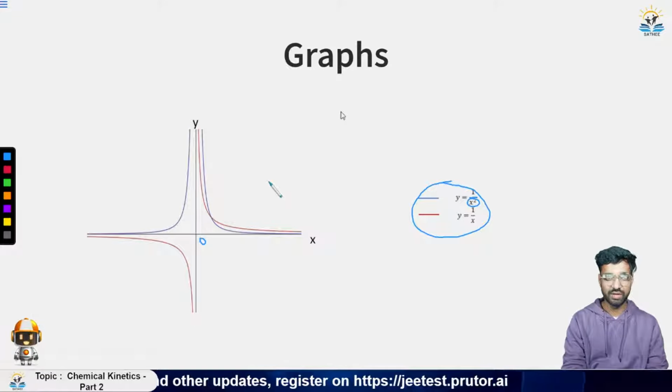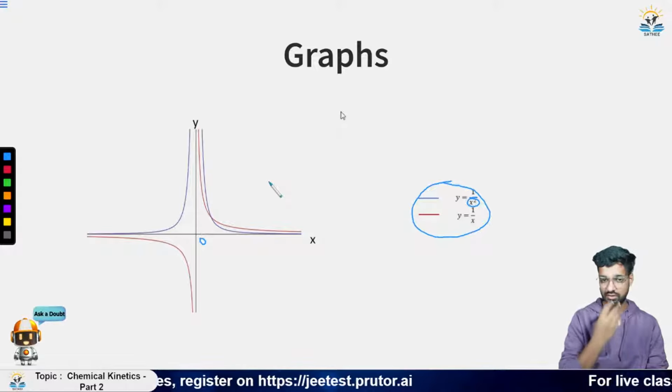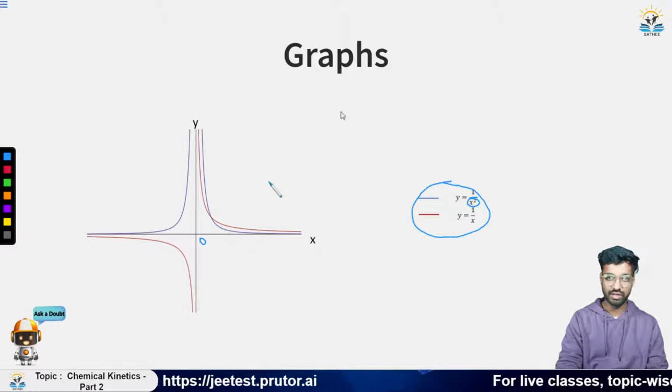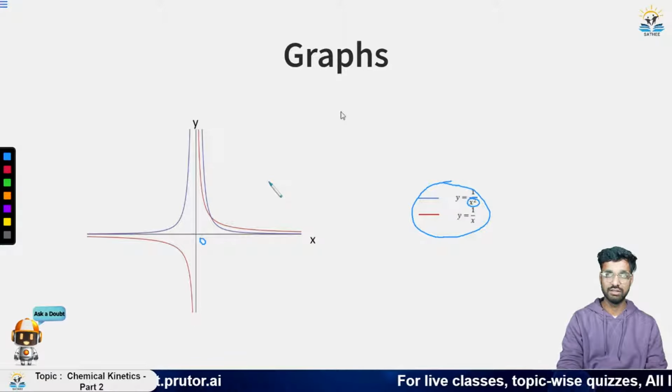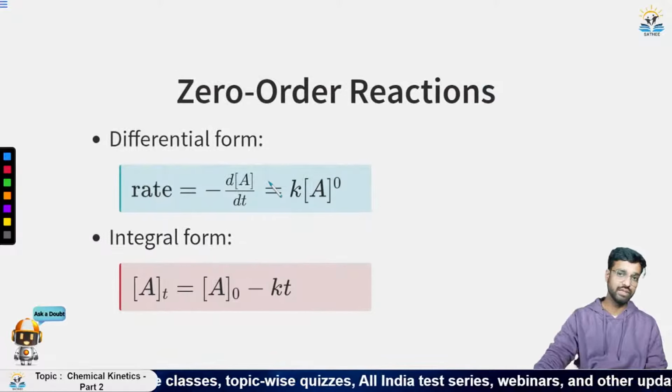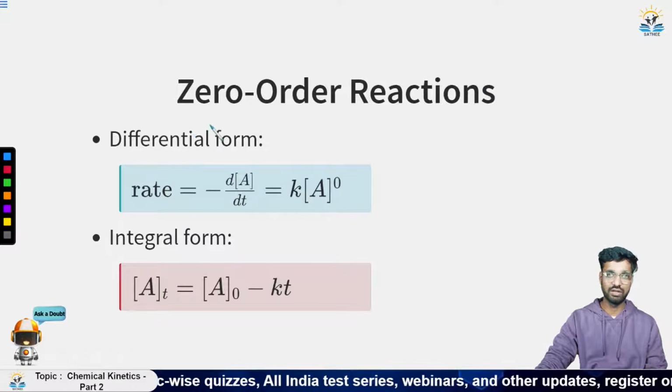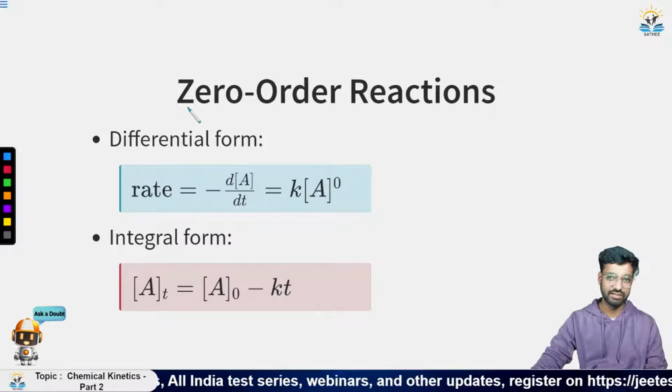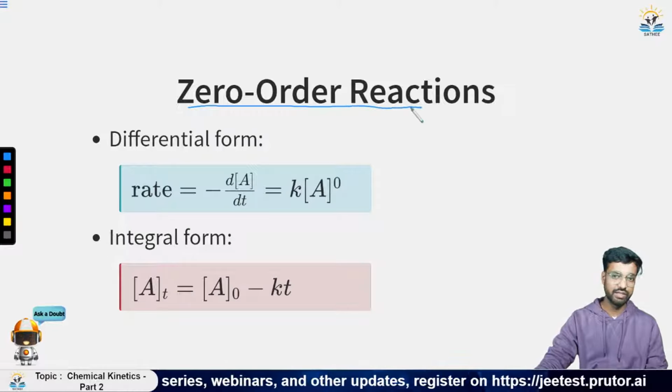Now, keeping in mind the things that are taught in this graph section, you can use it in forming the equations and using it to form the graph that will be asked in the questions also. Now let us move to the first order of reaction, that is the zero order of reaction. So what is the zero order of reaction?